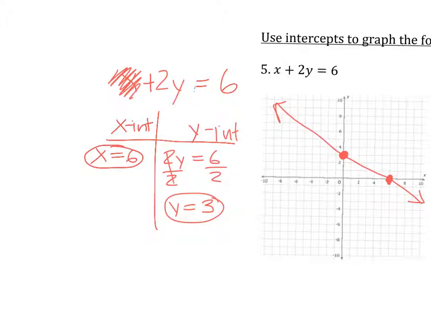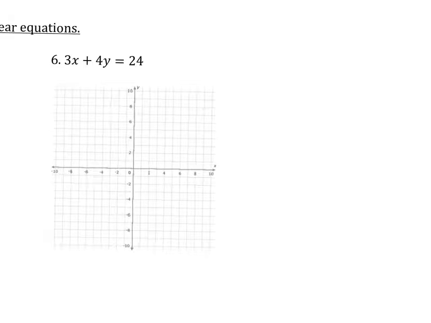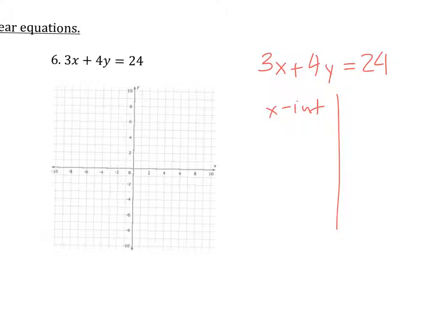Okay, so the cover-up method. Let's try one more. All right, so let's come over here to number 6. I'm going to rewrite over here just so I have room to work. 3x plus 4y equals 24. Then I need my x-intercept and my y-intercept.